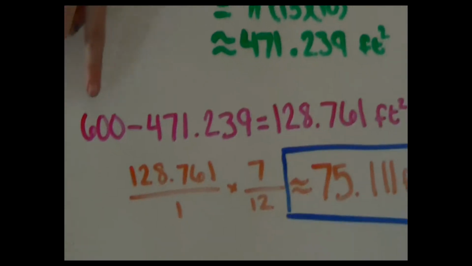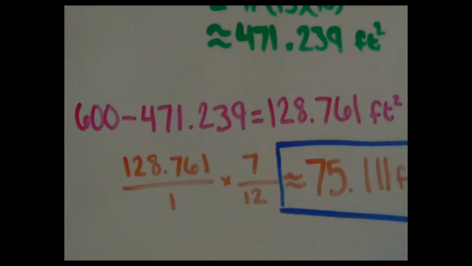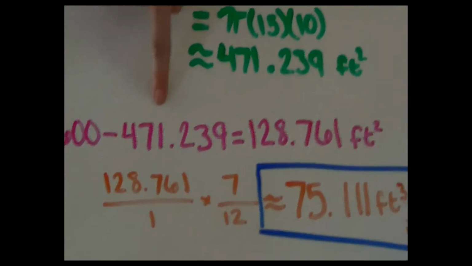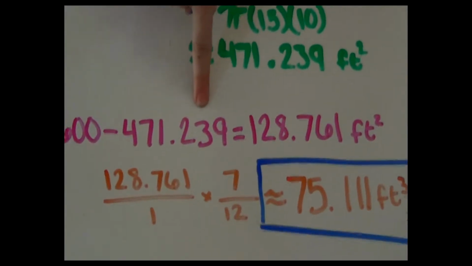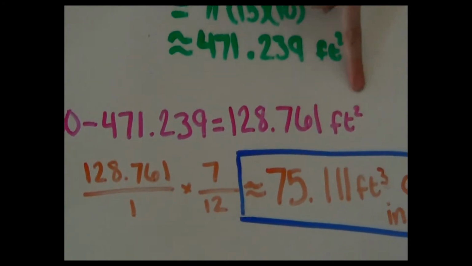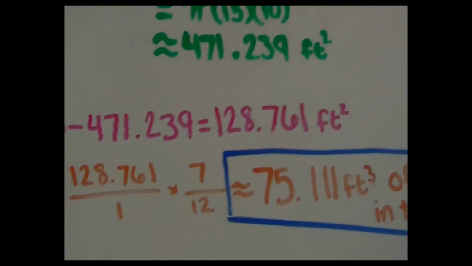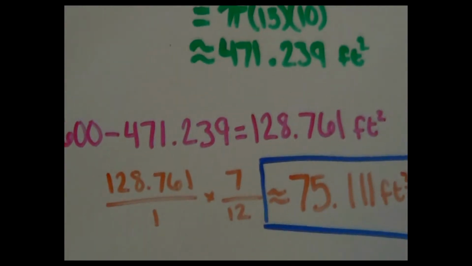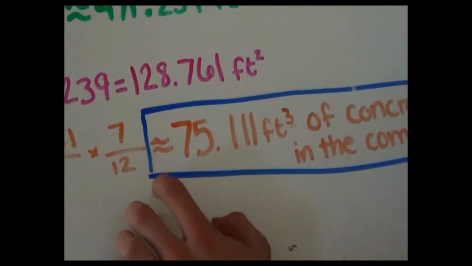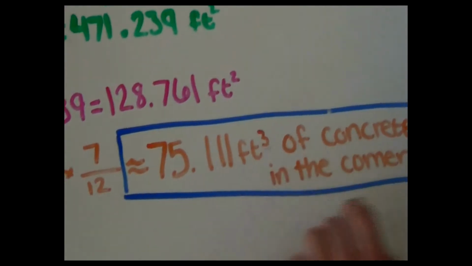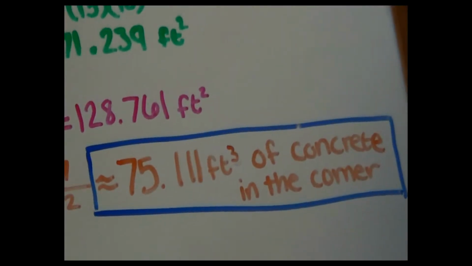So then we take the 600 feet from the area of the backyard and subtract the area of the ellipse, which is, again, 471.239 feet squared. And that'll give us an answer of 128.761 feet squared that will be concrete. Since the concrete is going to be adding a depth, it's going to become cubed. And so that will give us an approximate answer of 75.111 feet cubed of concrete in the corners of our rectangular backyard.